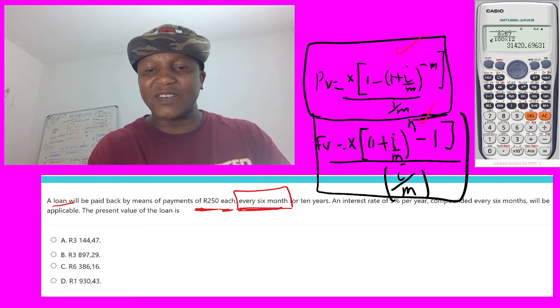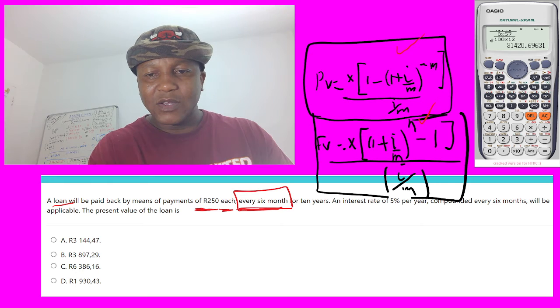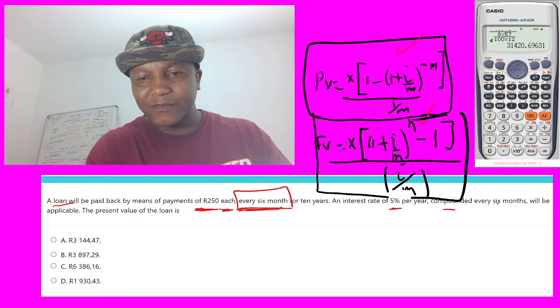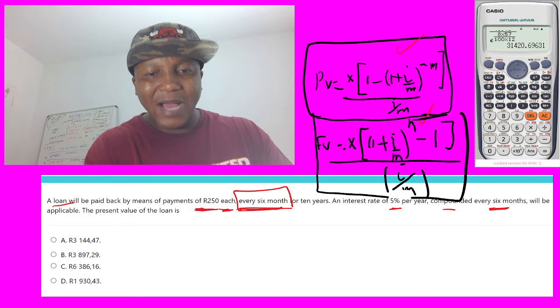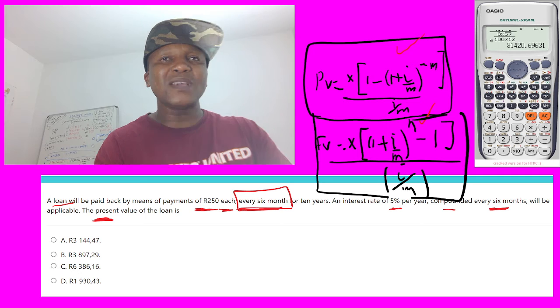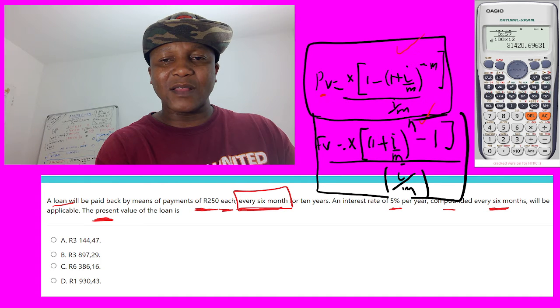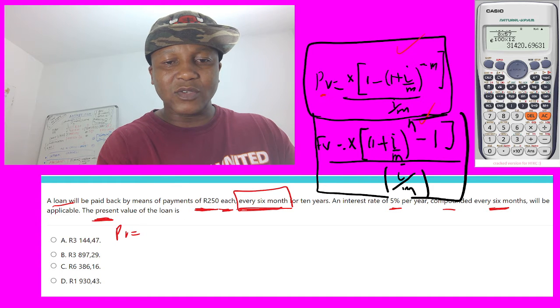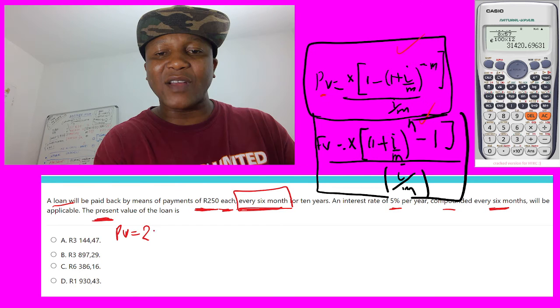Now, they give us interest rate, right? The interest rate is this one right here, which is 5, compounded every 6 months. They say find the present value. Means they want present value. So we know the present value formula, this one, which we don't have, we're looking for. So present value equal to x. X is that amount which you pay on a regular basis, which is 250.